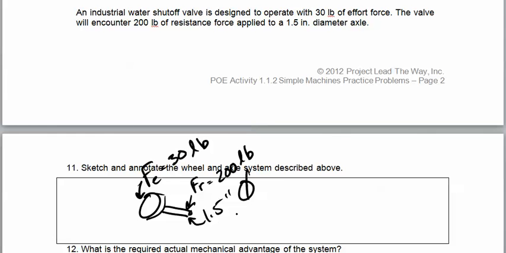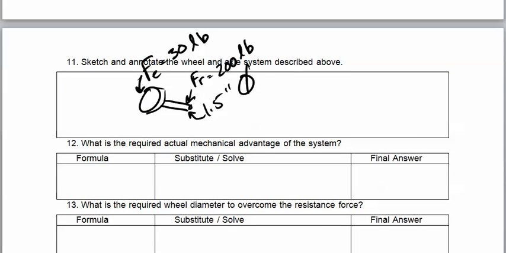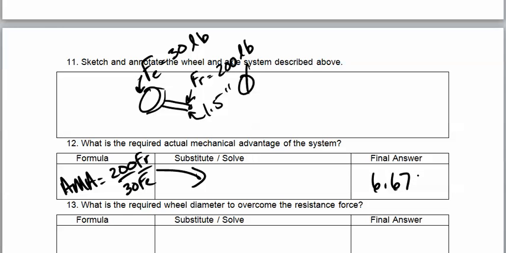Okay, so what I've done here is, best I could, I labeled where the resistance force would be and the effort force, and then I labeled the diameter of the axle. So they want to know, what is the actual mechanical advantage? Well, that's going to be force. So AMA equals 200 over 30. Oh, shoot. That's supposed to be FR over FE. So I'm just going to draw a little arrow. That's what's supposed to be there. And 200 divided by 30 is indeed 6.67. Remember, there's no units on that.